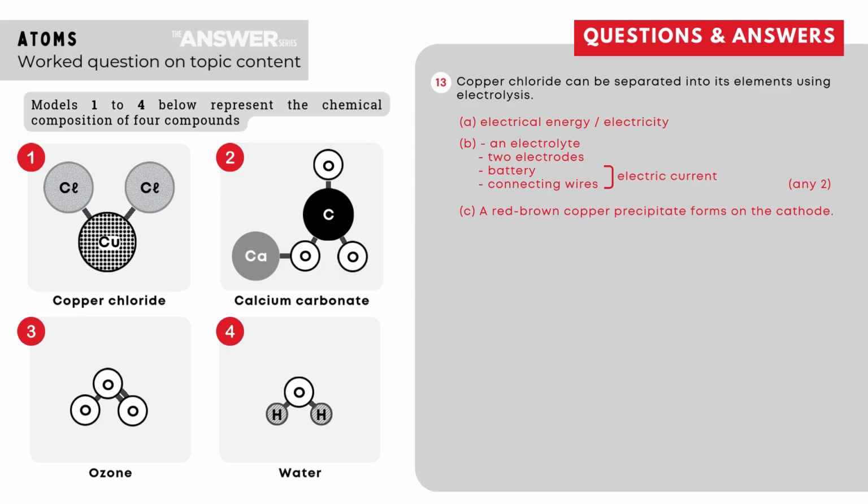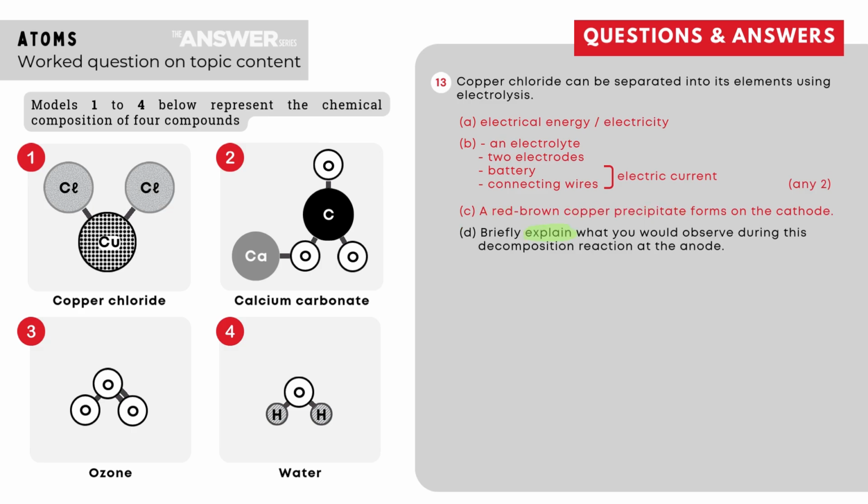So what you would observe needs to be described, meaning you can't just write one word. You need to give me a sentence. What you would see happening at the cathode is that a red-brown copper precipitate would form at the cathode. And that's a very important description. You tell me the color, red-brown, you tell me the cause, copper, and you tell me that I can see it because it's a precipitate that forms at the cathode.